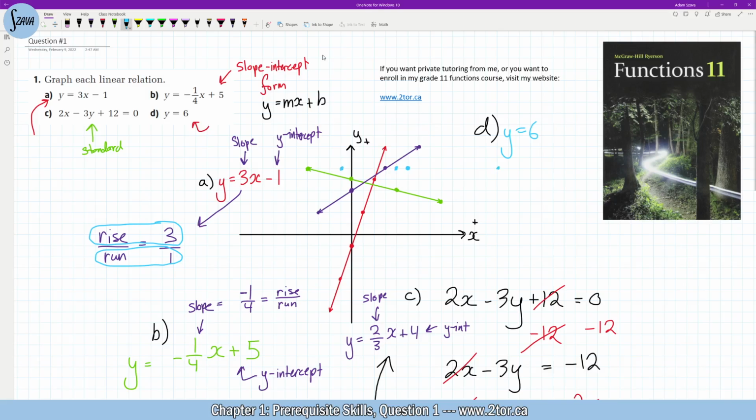And as you can see, all these points are forming a line, right? All these points are forming a horizontal line. So you can just think of y equals 6 as a horizontal line at a height of 6, 6 above the x-axis. And there we go. Okay, that's all for this question. If you have any questions, feel free to let me know.